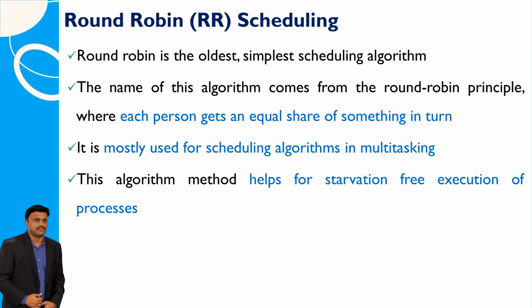Round-robin scheduling is a foundational and straightforward algorithm used in multitasking environments. Its name derives from the principle of fairness, where each process receives an equal share of CPU time in turn. As one of the oldest scheduling methods, RR ensures that processes are executed without the risk of starvation, making it a commonly employed approach in various operating systems.